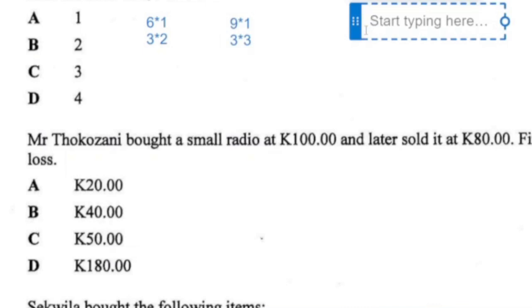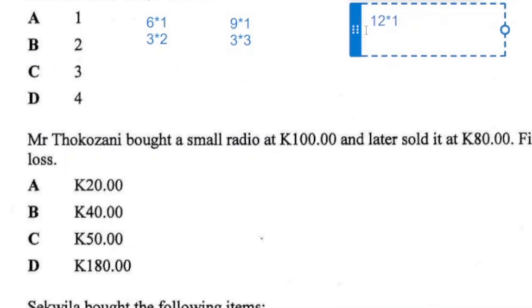So what are the factors of 12? We have got 12 by 1. Then we also have 2 by 6. Then we also have 3 by 4. These are the factors of 12.